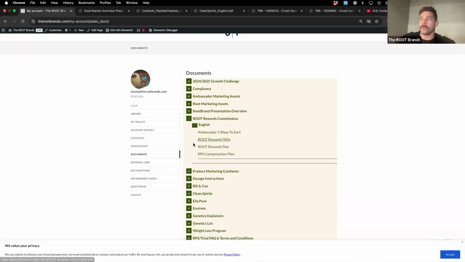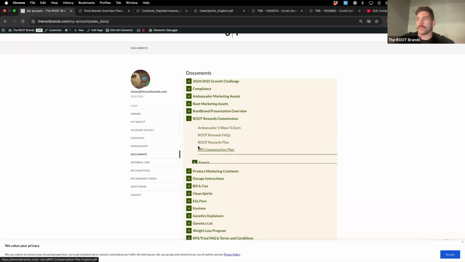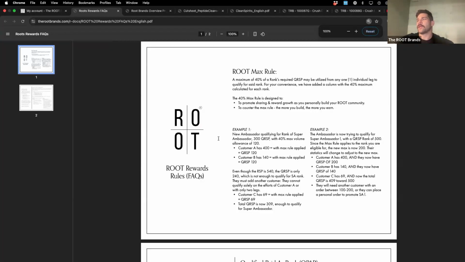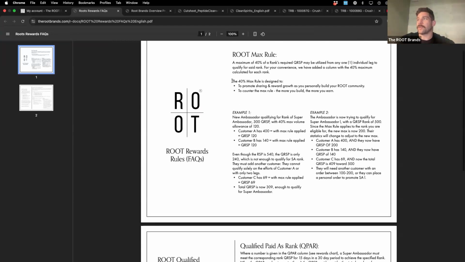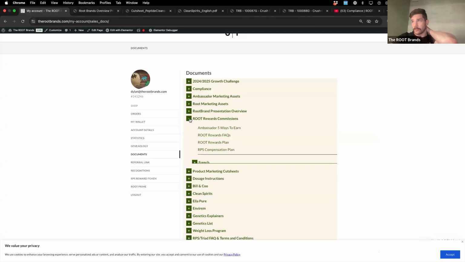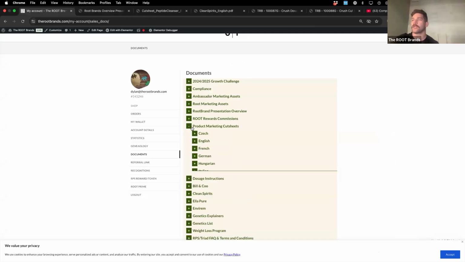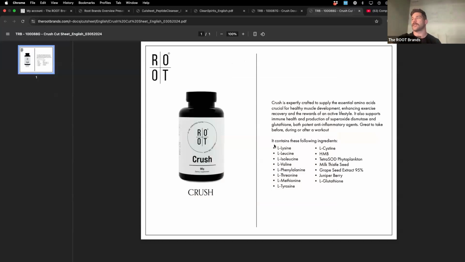I'm going to actually skip over these because we've seen a lot of these, and we're going to deep dive into these. But here's where you'll find out about the Root Rewards, commissions, plans, and in other languages too. But you can see the RPS compensation, the Root Rewards FAQ page, which I'll just open up. These are questions people ask all the time. And look at that. One of the main questions we always get asked is the 40% rule, which we just discussed. But I know we'll dive into those more, so I'll skip that for now. Product marketing cut sheets are the way to find out about products in a deeper dive and singling out products. So I already have the Crush cut sheet here.